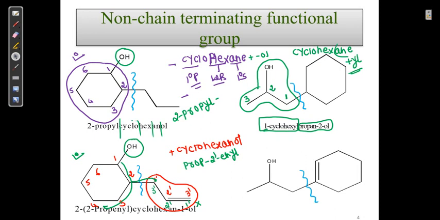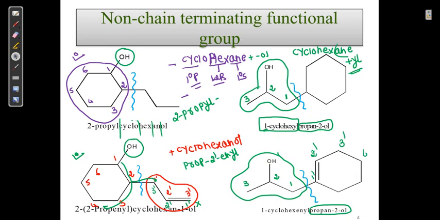In case of this one, then 1, 2 and 3, minister is present in the playground, so we have to give the priority to them only. So this is known as a propan-2-ol. This is my parent chain because Netaji is present where? On the ground. Second, this is 1 dash, 2 dash, 3 dash, 4 dash, 5 dash, 6 dash. So it is written cyclohexenyl. Let us go ahead.